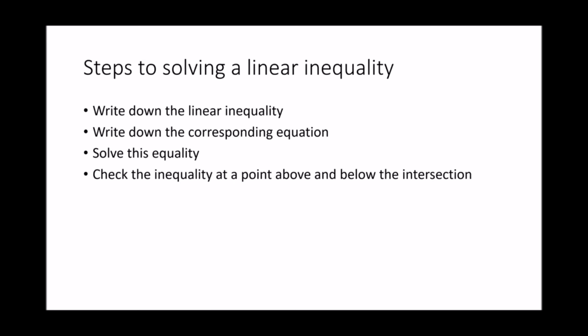After that, you check the inequality at a point above and below the intersection, so with the number line. Check where it is true and where it is not true. And from that, you make a conclusion, whether it's above or below the intersection point. These are all the steps you have to take to solve a linear inequality.